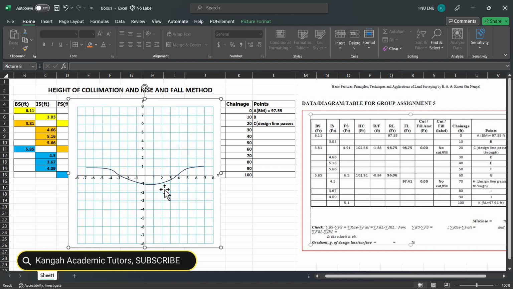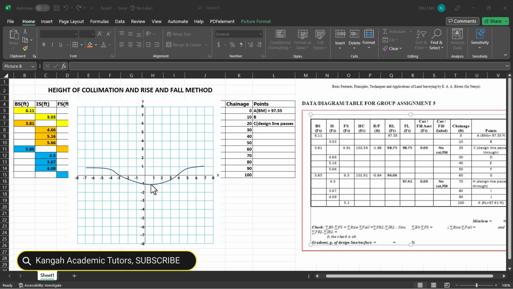So therefore, whenever you subtract, let's say that the reduced level here is 75 and the finished level here is 70, and the reduced level here is, let's say, 69.